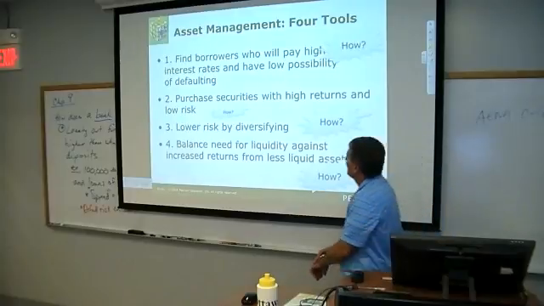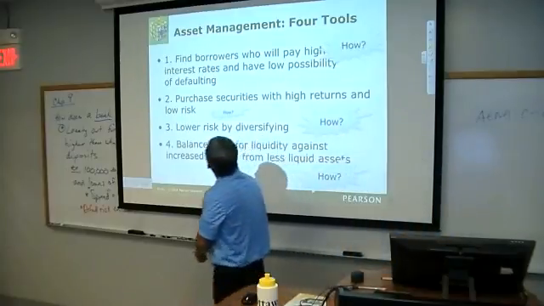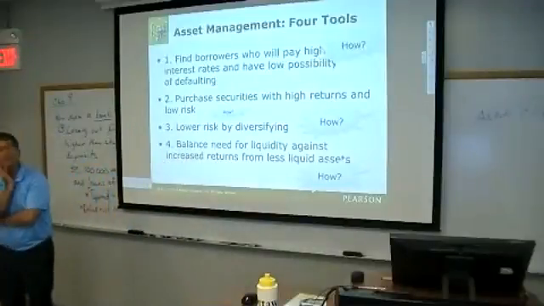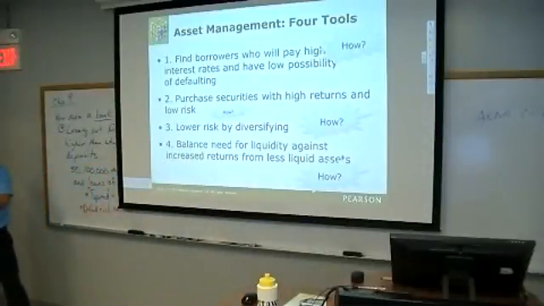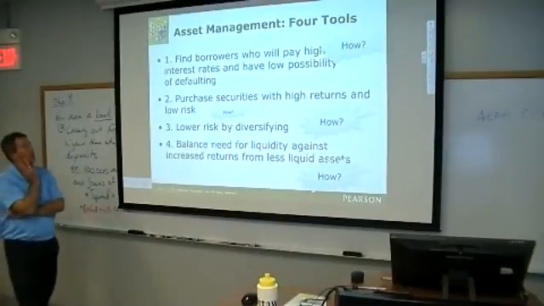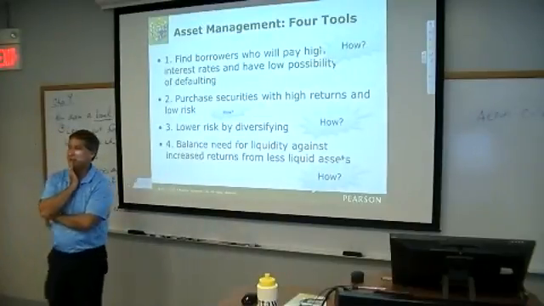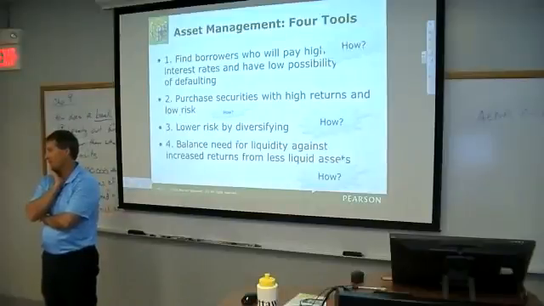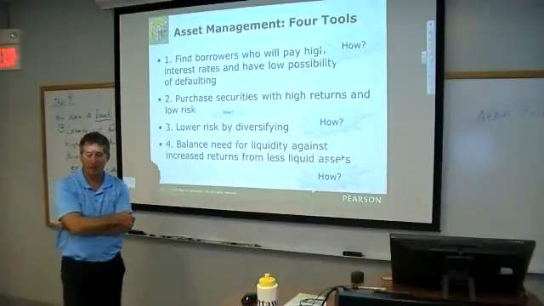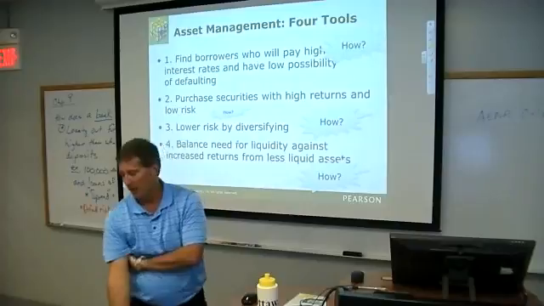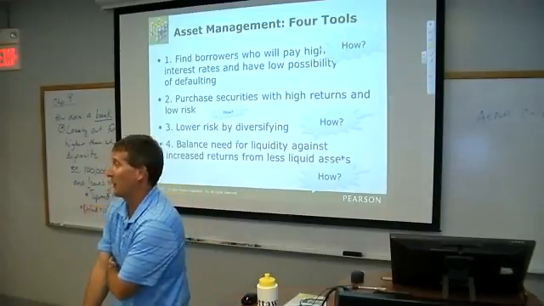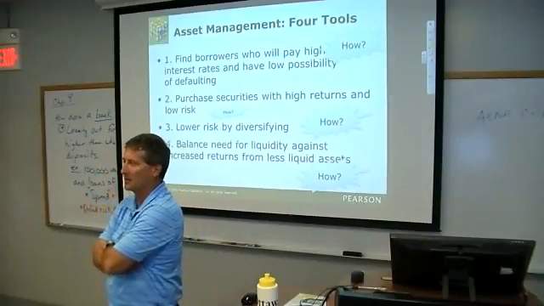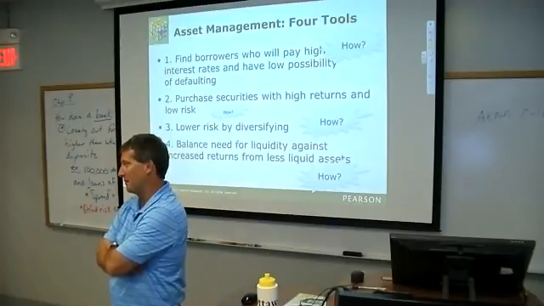So, number one, how can we do it? Sounds easy. Find borrowers who will pay high interest rates and have low possibility of defaulting. Okay, so we might have something with new credit scores. So we might use credit scoring as a tool to help us farm for people. What else do we do?